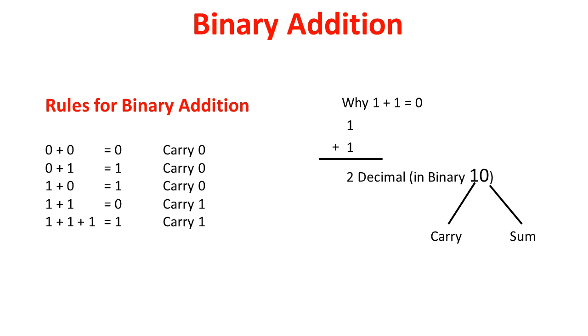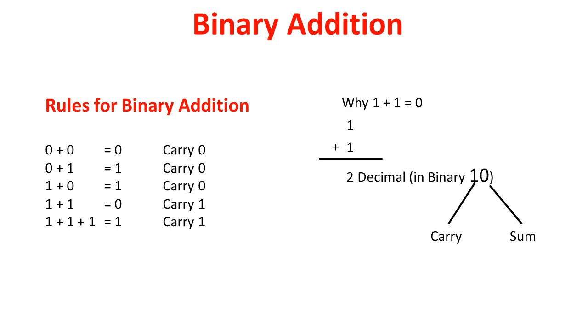At last we can see 1 plus 1 plus 1, the sum will be 1 and the carry will also be 1. So first let us understand why 1 plus 1 equals 0. We can observe on our right, if we add two decimal numbers, 1 plus 1, what will be the result? 2. But if you convert 2 into binary form, that will be 1 0.